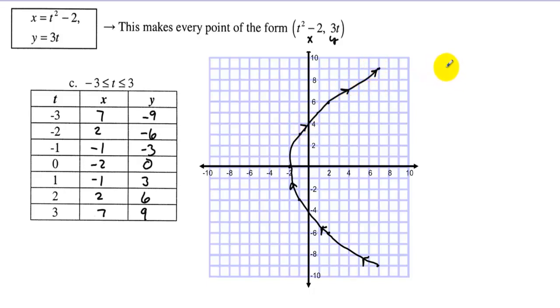If we are asked to find the rectangular form of this parametric equation, we just need to solve for t on one of these. Now if I solve for t in this one, we're going to have plus or minus the square root. So it's going to be a little bit more convenient to solve for t on this one. So t is equal to y over 3, and then we can plug y over 3 in for this t. We have x is equal to y squared over 9 minus 2. So there's the rectangular form of this parabola.